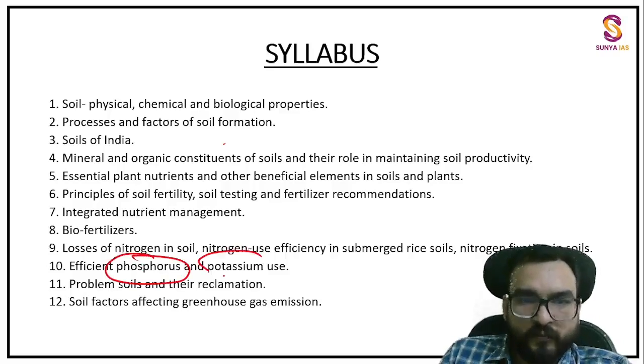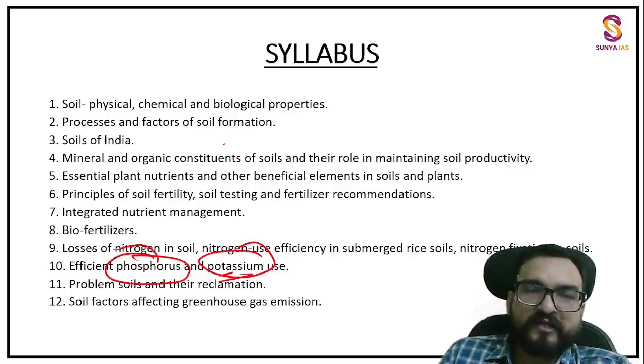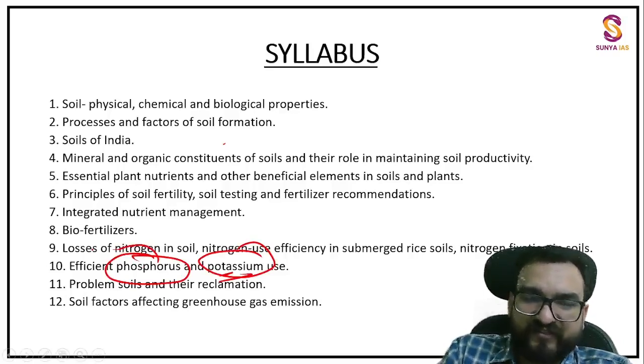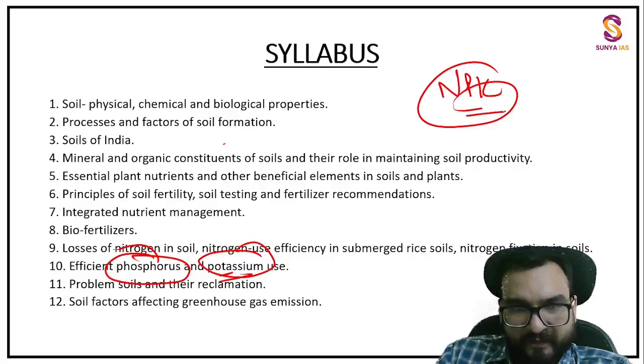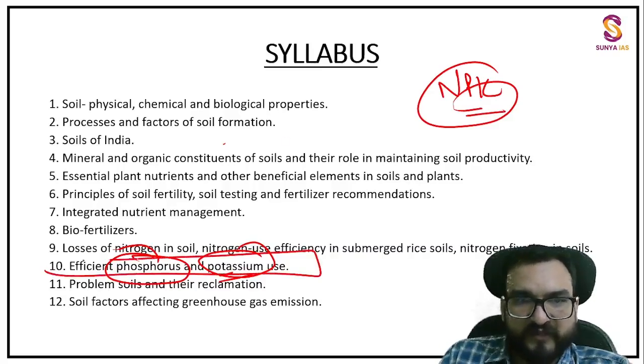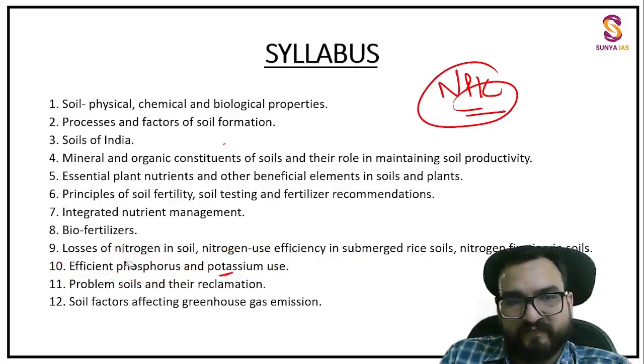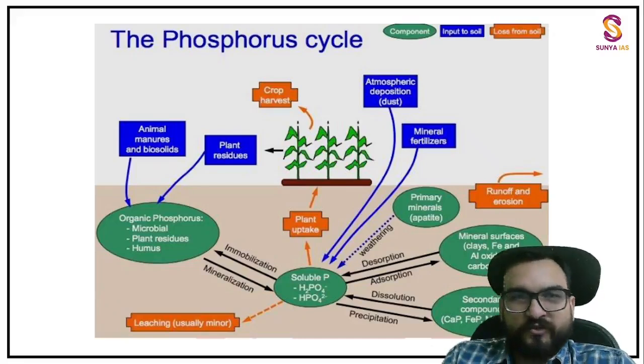Phosphorus cycle, potassium cycle, and then how we can utilize them efficiently. That means somewhere they are also getting lost. That's why we are adding NPK fertilizers. Right, so this becomes a very important tool. Okay, guys, let us see this. This is your phosphorus cycle, guys. First of all, we are going to understand about phosphorus.